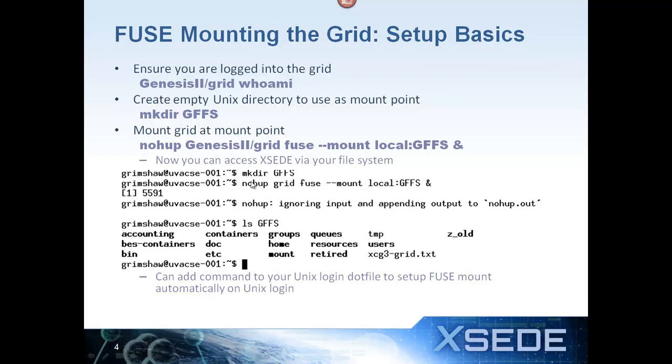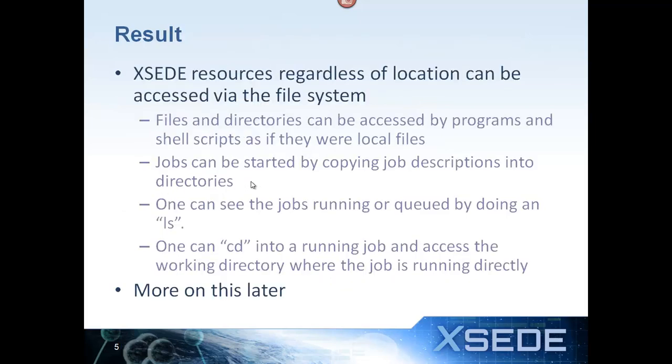So here's a little snippet I took out of a session I did a few minutes ago. I did a mkdir for GFFS. I did the nohup I just referred to. I do an ls on GFFS, and there it is. And at that point, you can do all the things in there that you could do with a normal file system. You can access resources regardless of location. You can cd into running jobs. You can ls your data that you've exported, etc.